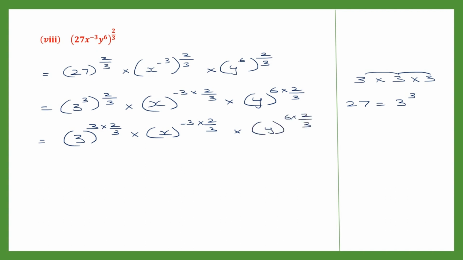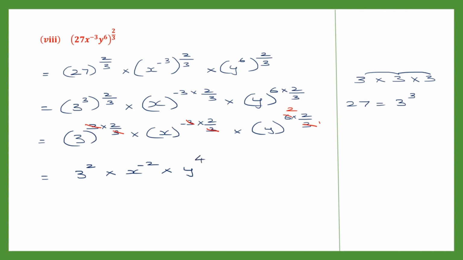Now let's do all the cancelling. So we can cancel this 3 and this 3. Here also we can cancel the 3's. Here 3 1's are 3 and 3 2's are 6. Now let's see what is left. So 3 raised to the power of 2 into x raised to the power of, now here we have a minus sign, so minus 2. X raised to the power of minus 2 into y raised to the power of 2 into 2, which is 4.